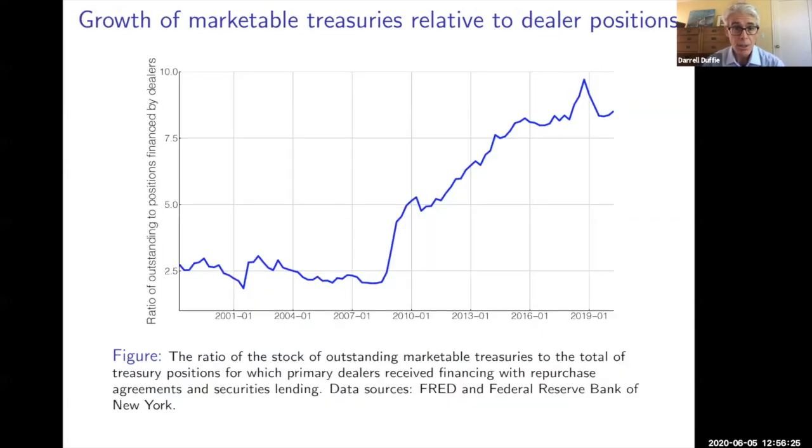This is another way of looking at it. This is the ratio of the outstanding stock of marketable treasuries, that's the amount of treasuries available to the market, to the amounts of treasuries that the dealers were financing on their balance sheets. And the dealers were keeping up with the market until the financial crisis. And then they basically fell out of ability to keep up, and the stock of treasuries outstanding grew dramatically relative to the dealers' financing capabilities.